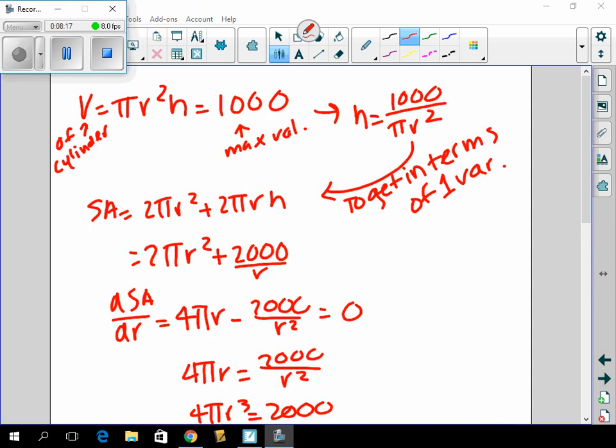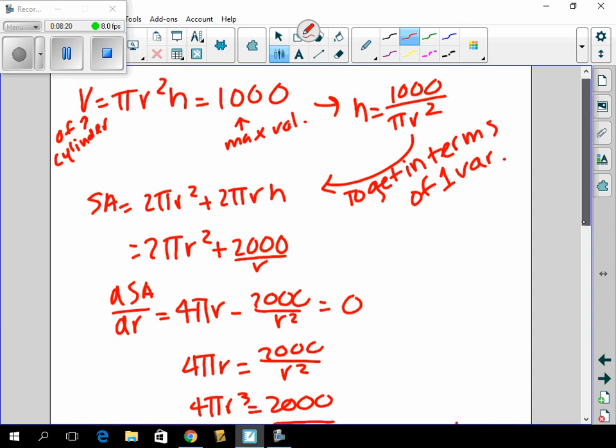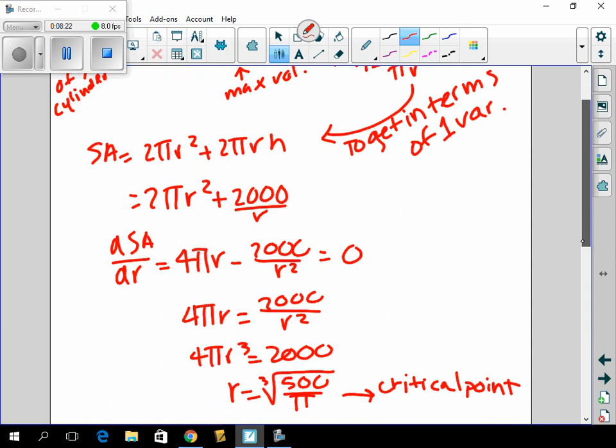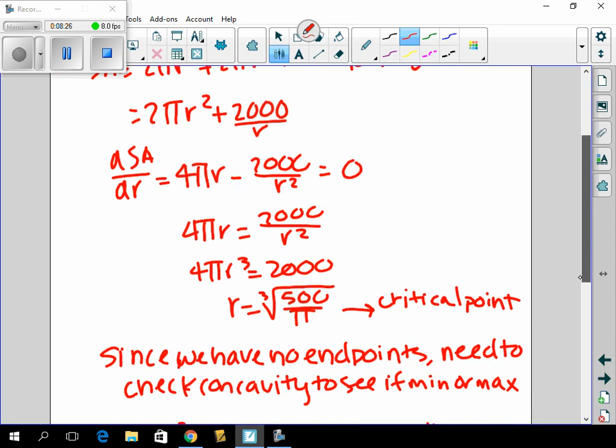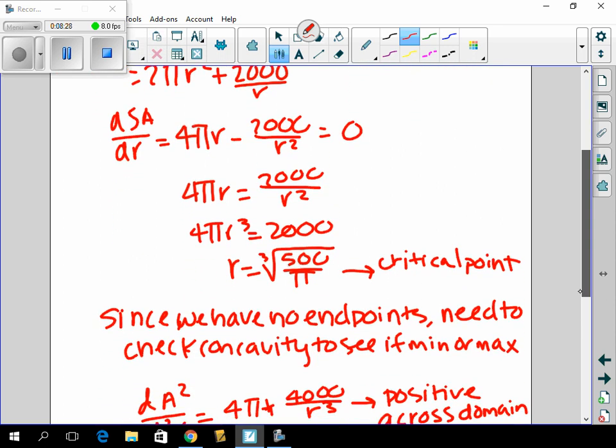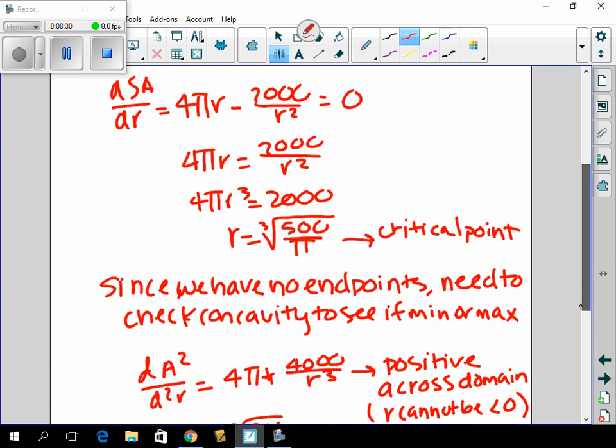So here's the solution to this problem. Feel free to pause at any moment to copy down whatever you need to copy down. And make sure to check your answer at the bottom if you did try this problem on your own.